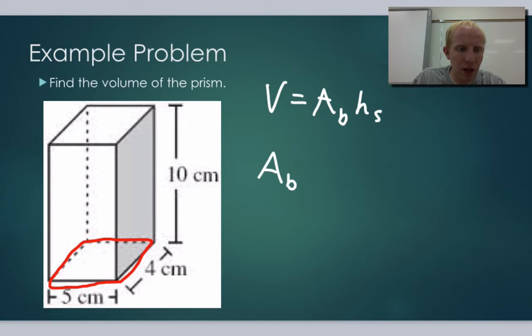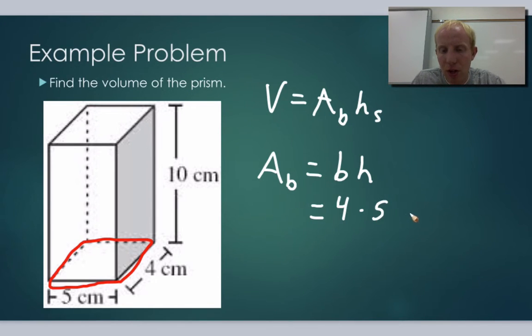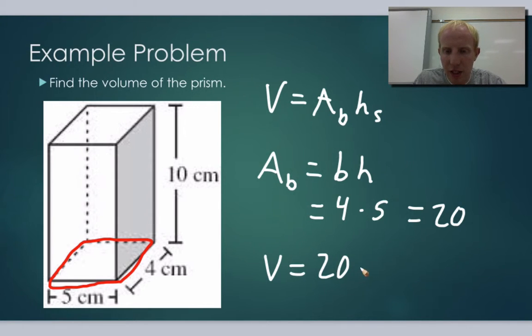The area of a rectangle, from our last lesson, is just the base times the height, not the height of the solid, but just the height of that rectangle. In that case, that is 4 for the base or 5 for the base, either way, times 5, which is going to give us 20. Now we just have to multiply that by the height of the solid. So the volume is the area of the base, which is 20, times the height of the solid, which in this case is 10, and that gives us a volume of 200.